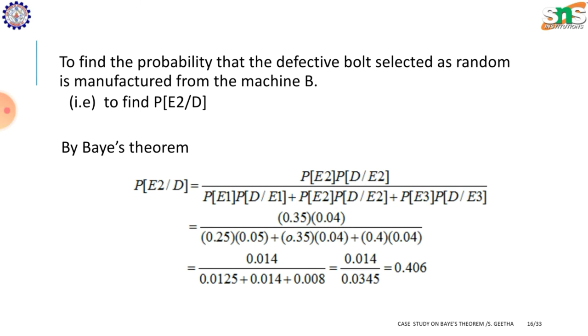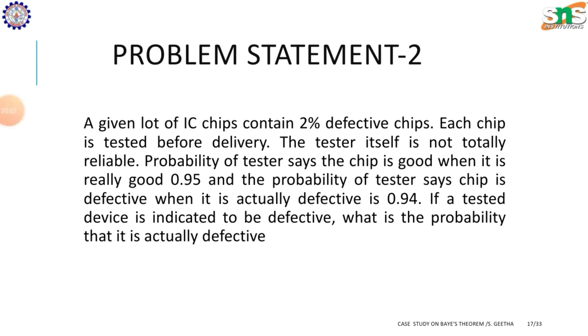Substituting the values in the above equation, we get 0.014 divided by 0.0125 plus 0.014 plus 0.008, which is equal to 0.014 divided by 0.0345, which is equal to 0.406.